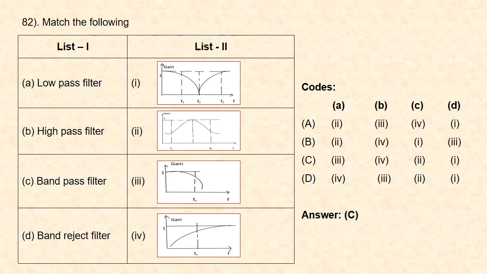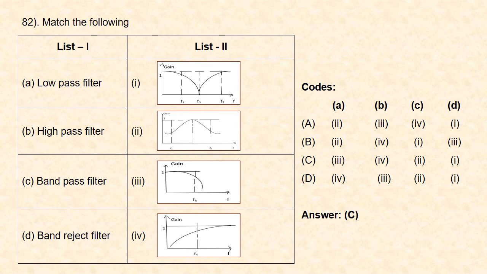Next question. It is match the following type. First, low pass filter. The frequency response of low pass filter is the third figure, because it passes all the frequencies below the cutoff frequency. And next, high pass filter. Here the frequency response for high pass filter is the fourth figure, which allows all the frequencies above the cutoff frequency.